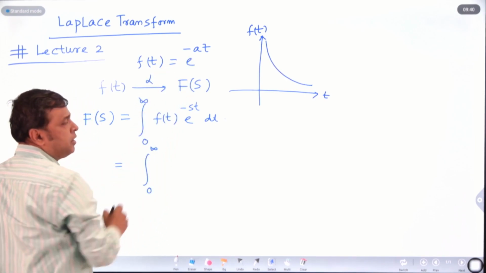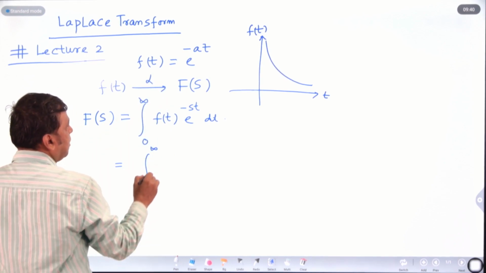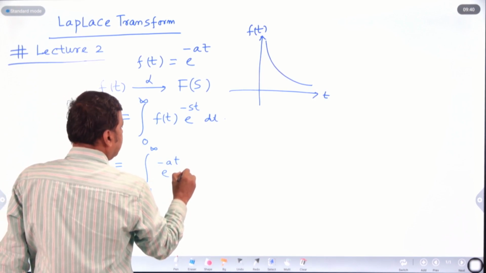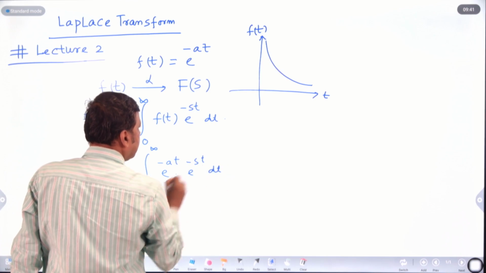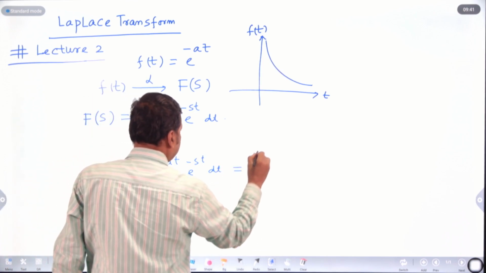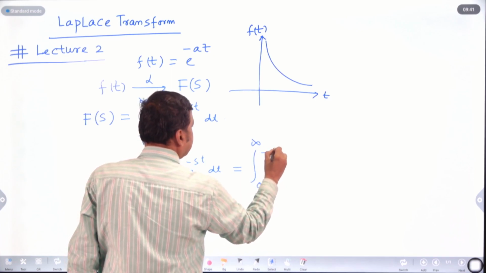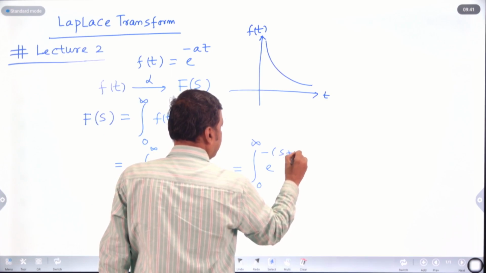Here f of t is your e to the power minus at. In place of f of t, you can put e to the power minus at, into e to the power minus st into dt. So that is 0 to infinity, e to the power minus at minus st, that is, s plus a whole into t.